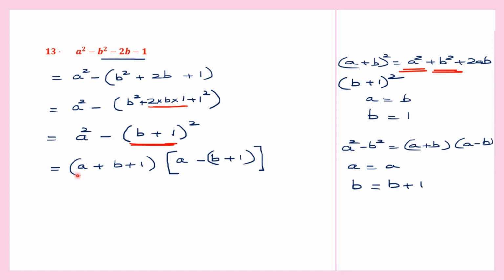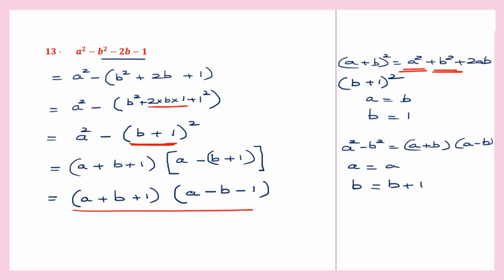Now let's simplify. Now here there's nothing we can do. So we write it as it is. That is a plus b plus 1, into, now here we're going to change a, and because we have minus here, minus into plus is minus, minus b, then minus into plus is minus, minus 1. So this will be our final answer.